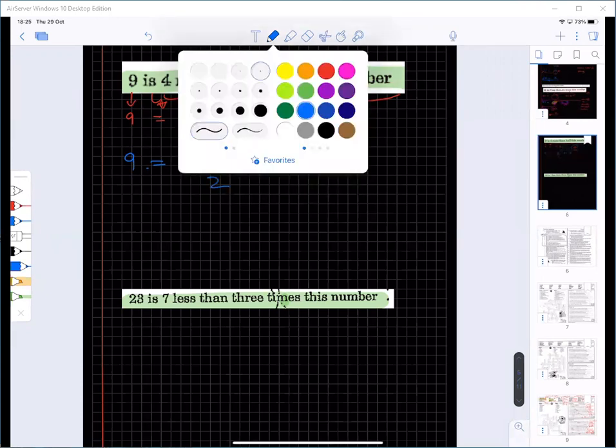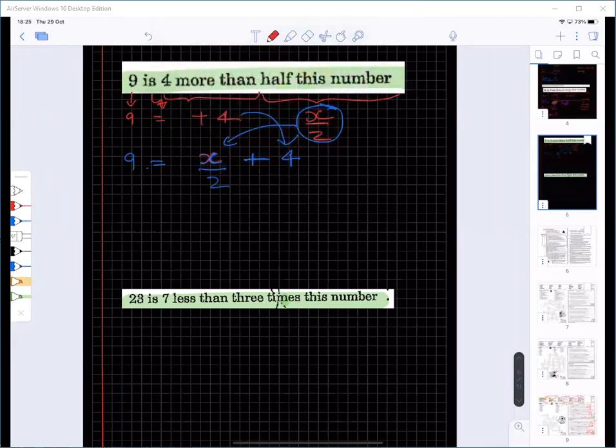Lovely. Now, how do we solve this now? So you do the inverse of add 4, which is minus 4. Okay, so what's the first thing that we do?